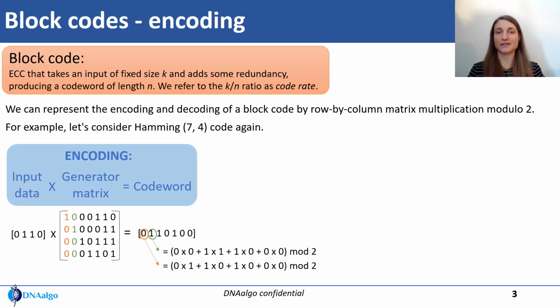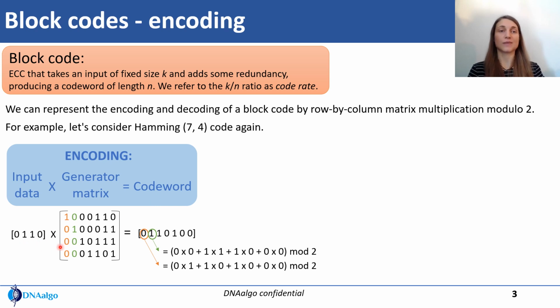The encoding procedure can be performed through this matrix multiplication. We have to take the input data and multiply it by a special matrix called generator matrix. This matrix depends on the specific code we are using. For example, this is the generator matrix of the Hamming 7,4 code. The result of this matrix multiplication is called the code word and is the encoded version of the input data.